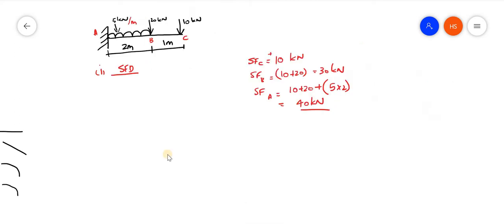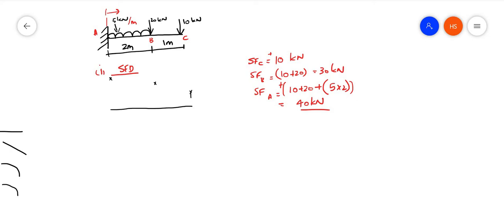So the shear force at the end is 40 kilonewton. I am just drawing the diagram, and everything will be positive, because I am always considering the right of the section. For the right of the section, if the force is downward, it is taken as positive. First I am drawing the baseline, and the first point is 10. Then here it is 30, and the last one is 40.